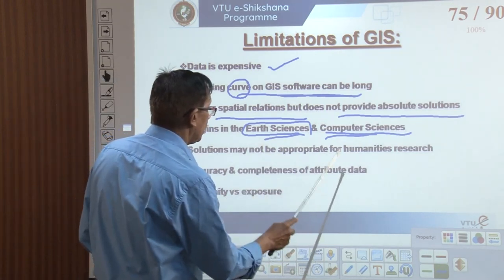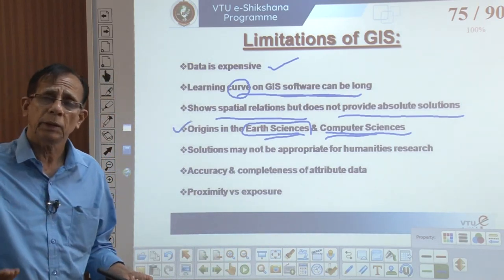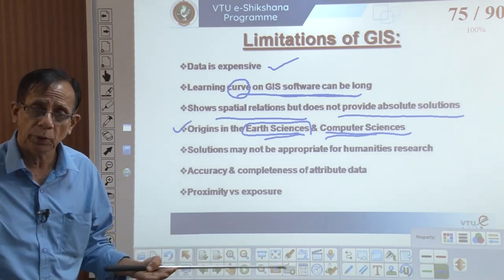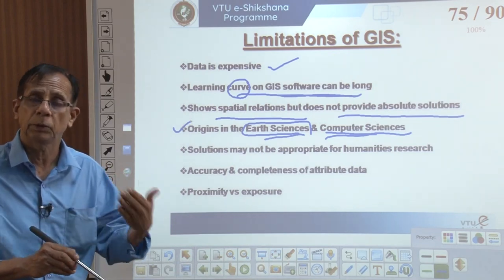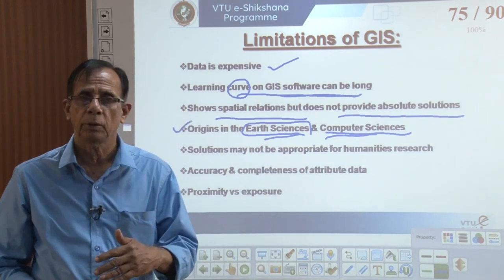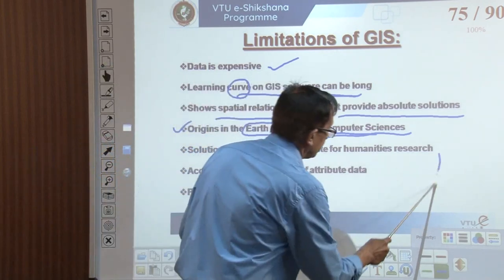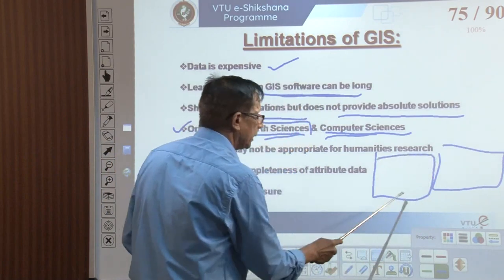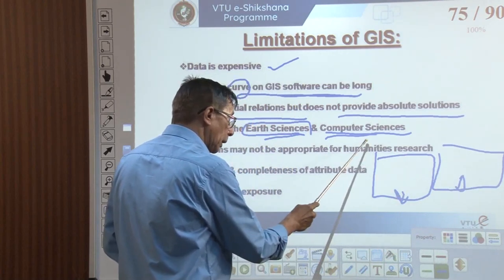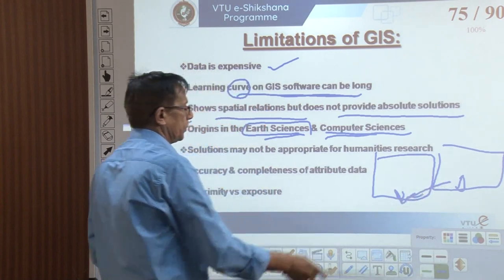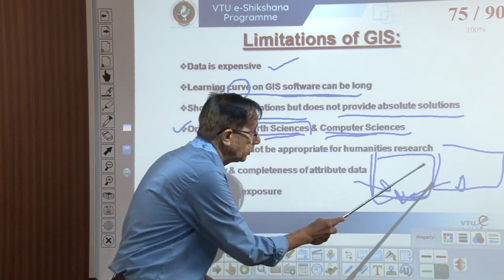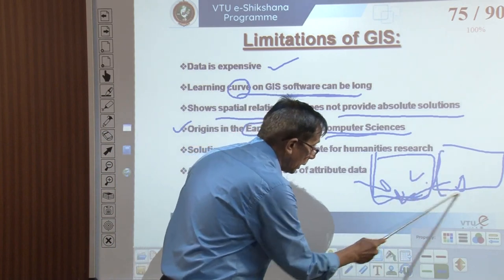Accuracy and completeness of attributed data. The data may be 90% accurate. I have a satellite image, I have to geo-rectify it, I have to give reference to this, then the computer should be able to understand, because a computer has to understand digital data. I have a map of the ground, say a topo sheet, and I have a satellite image of this. The satellite image is to be rectified with respect to the topo sheet, and then I use it. The accuracy of the GIS output based on the map depends on how accurately I have georeferenced.